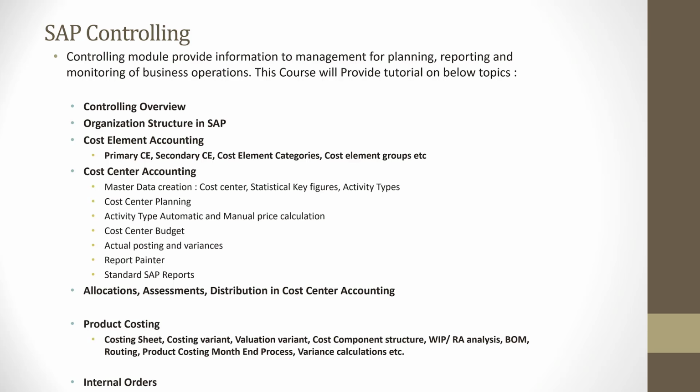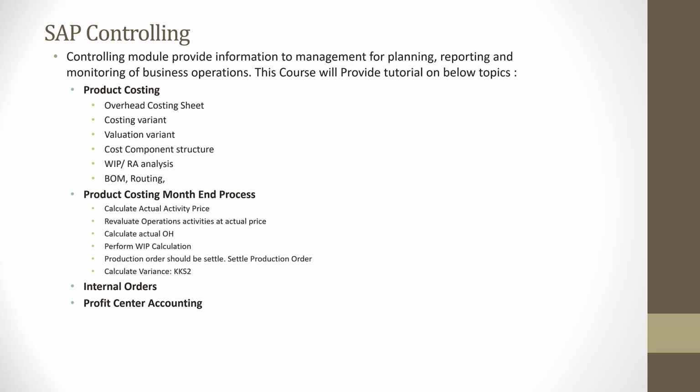Next topic, product costing. Product costing is definitely a complex topic, but we will be covering this topic in detail. We will explain not only the business process, but the full configuration required for product costing. And then we will test the configuration with end-to-end business scenarios. The topics covered in product costing will be costing sheet, costing variant, valuation variant, cost component structure, work in progress, result analysis keys, bill of material, routing, product costing month-end process, various calculations, etc.